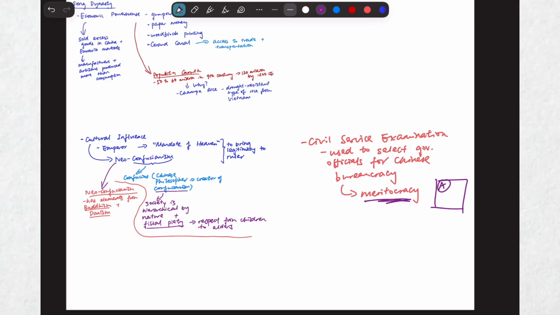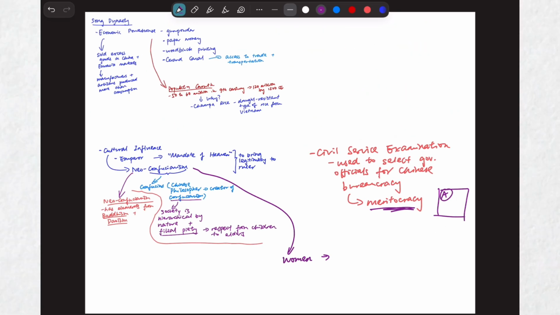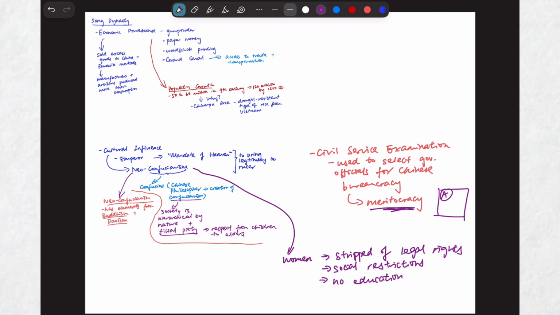Now it is odd, you may say, that I say this is merit-based. And why is this? Because only the rich at the time get access to education and therefore are able to do well on the exams. However, leaders subscribing to Neo-Confucianism stripped women of legal rights and made them endure social restrictions. There was almost no education access for women, as well as all people not belonging to the higher noble classes.